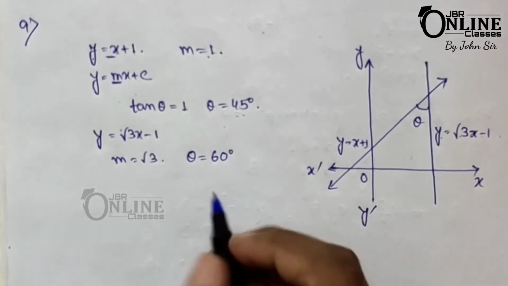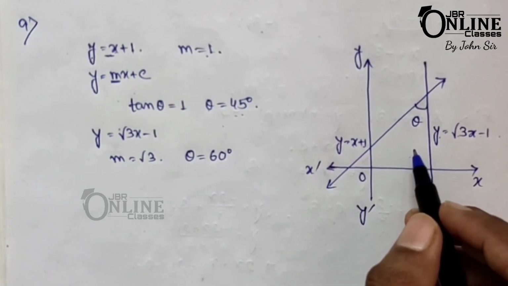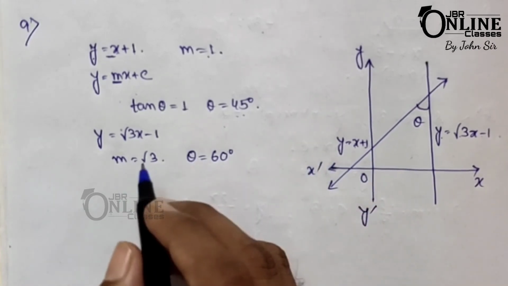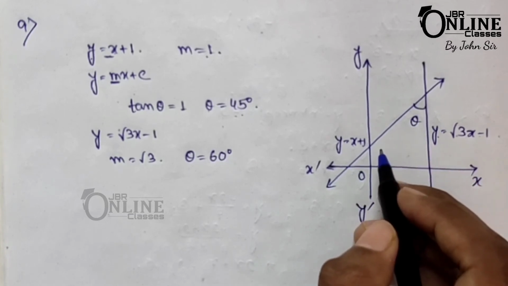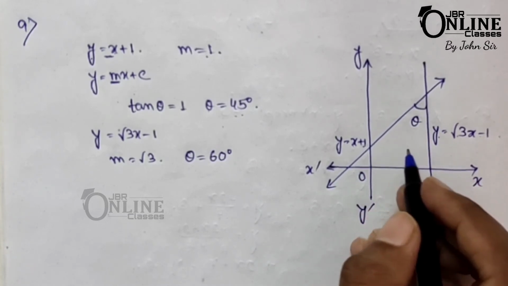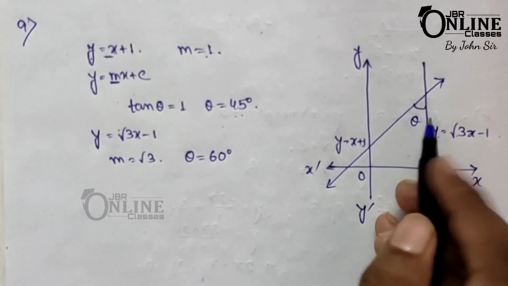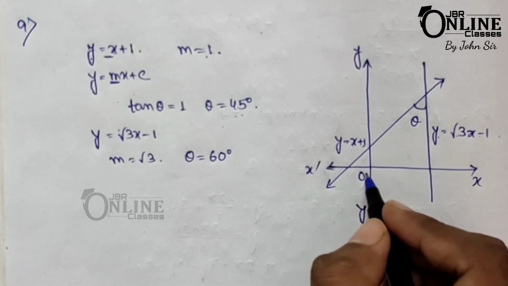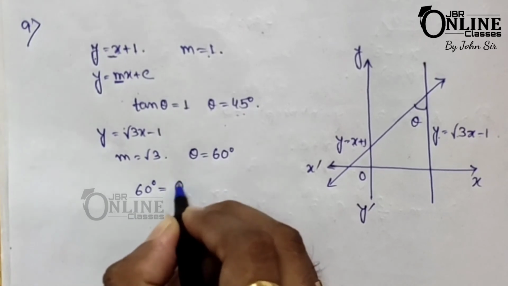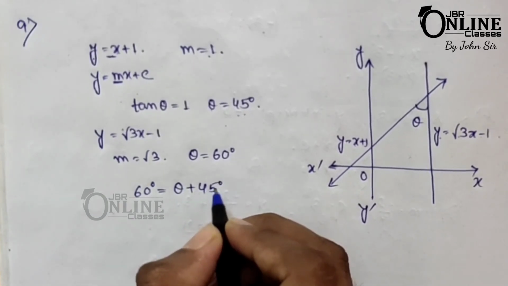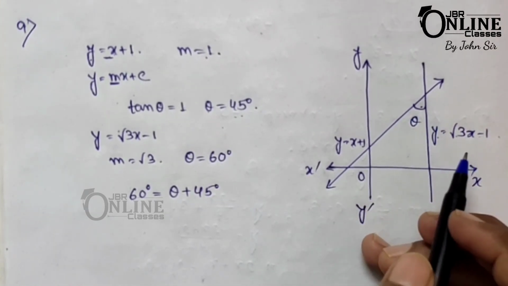Now in the triangle formed by the given two lines, the exterior angle is 60 degree. This is the exterior angle, and it equals the sum of the opposite interior angles. That means 60 degree equal to theta plus 45 degree.